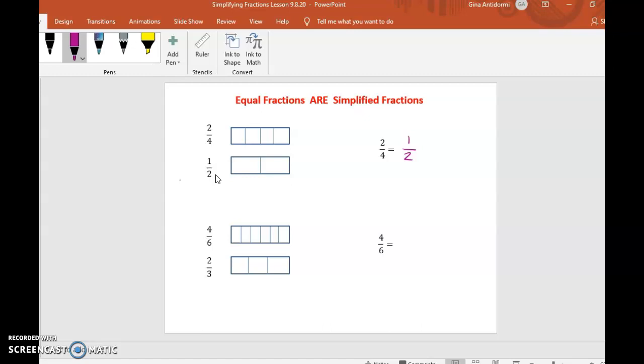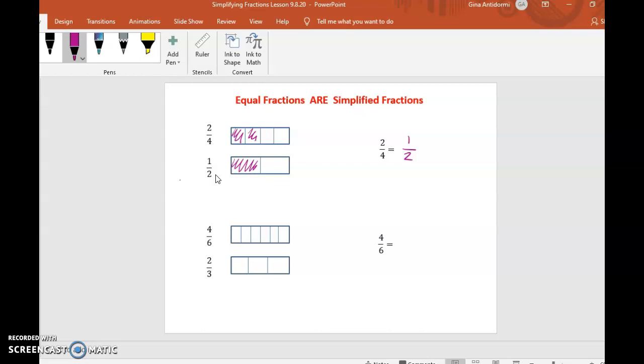If I have a whole with 4 pieces, and I'm going to shade in 2, and then I have another whole with 2 pieces, and I shade in 1, here you can see that the pieces are the same, so they're equal fractions. All right, so let's think about it.